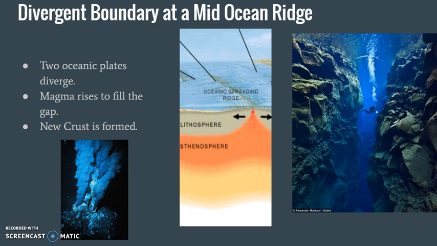Now let's talk about, in the middle of your picture, a divergent boundary at a mid-ocean ridge. You can see right here the two oceanic plates diverging. Magma rises to fill the gap, and new crust is formed. Then these are some pictures from an actual mid-ocean ridge. You can see volcanic vents where volcanic ash and chemicals are coming out from the magma that's rising.